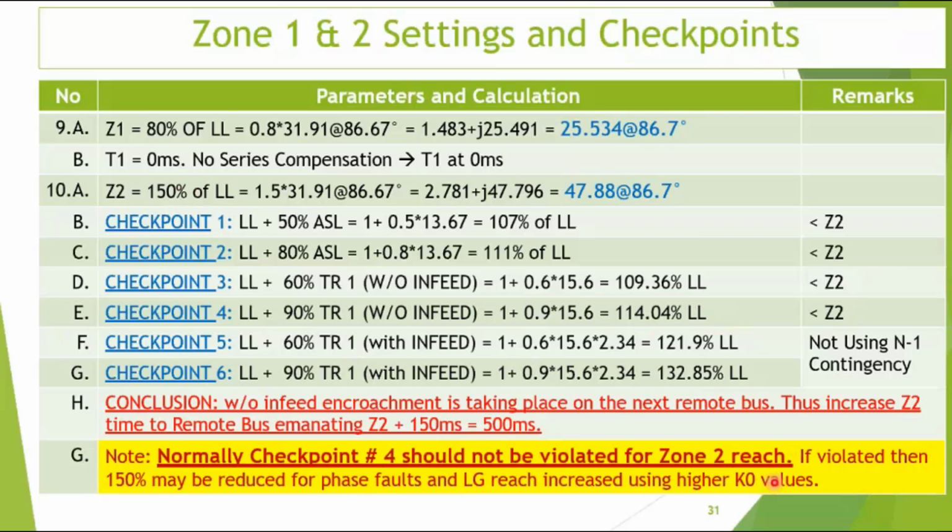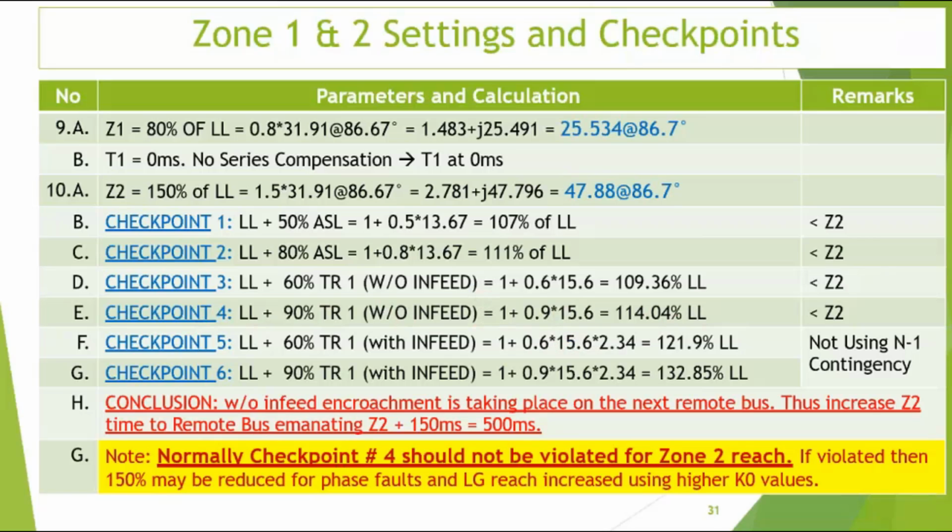If I have a chance to take a class on mutual compensation, those mutual effects in a transmission line, then we'll see what this actually means. I increase the K0 to increase the LG fault coverage, where this mutual effect will be prominent and 150% is needed. But for the phase-to-phase fault, I reduce it from 150% to somewhere below, maybe 120%, so that this checkpoint 4 is not violated.